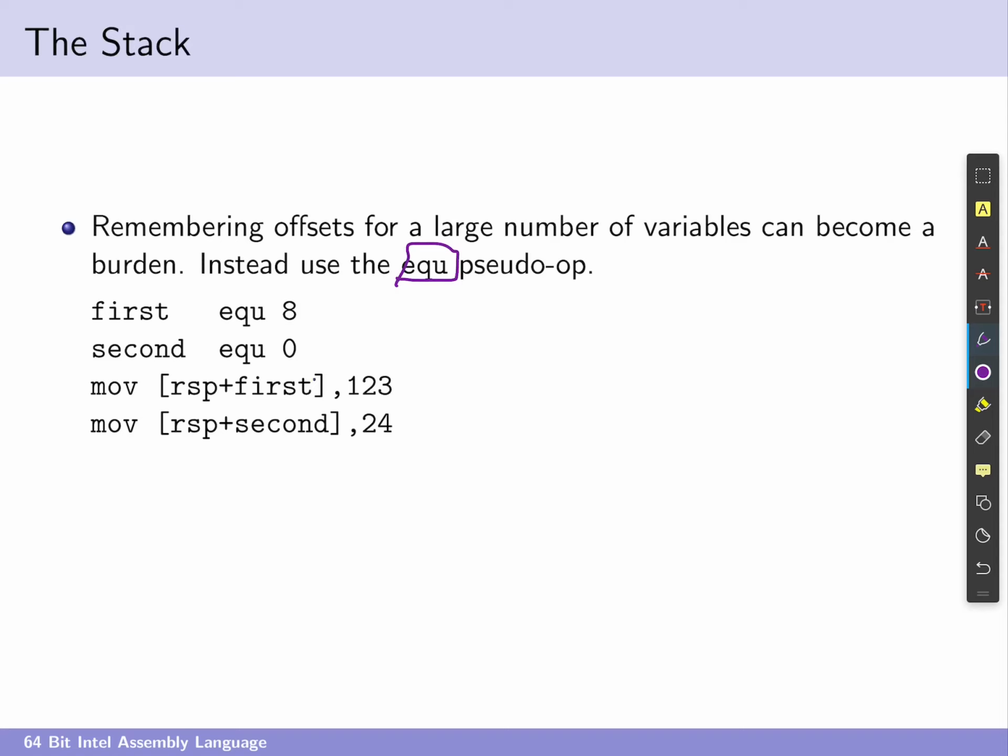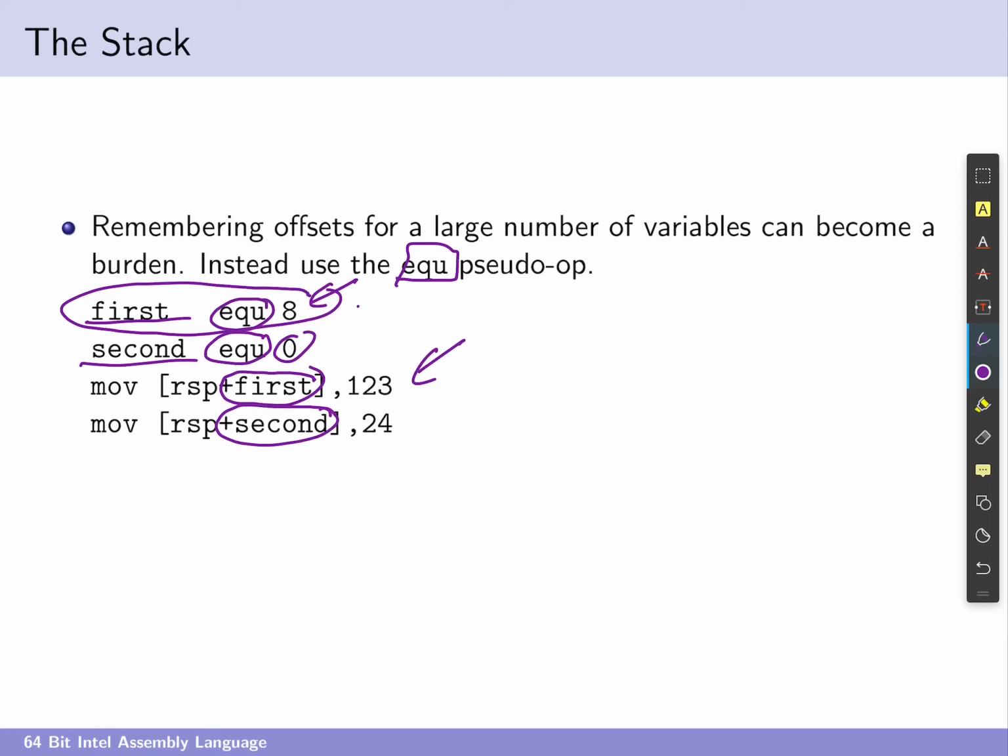So in essence, instead of me always using 8 trying to get access to my first variable, I simply include this pseudo-op, which I label first, followed by EQU for equal, and then the value that it's meant to store. So you can think of this as basically being a constant in your system that you can call up for different purposes. So in this case, I simply say RSP plus first, and it will always add the 8. Same thing is relevant for the second variable here, that I can simply go EQU 0, and in this case I'm going to call it second, and it will simply substitute the value 0 in for me.